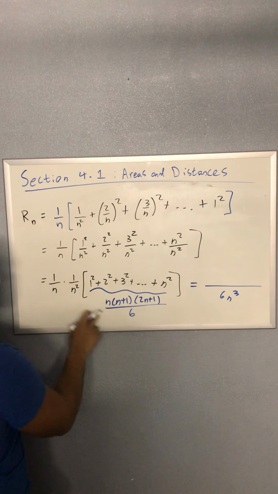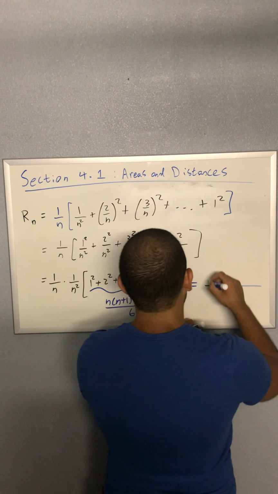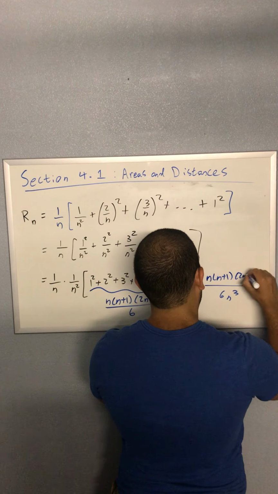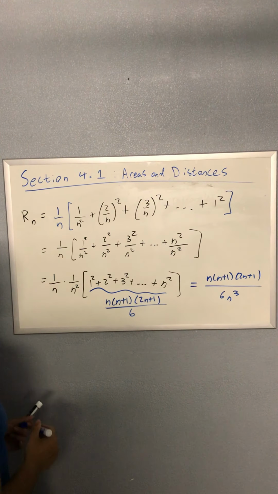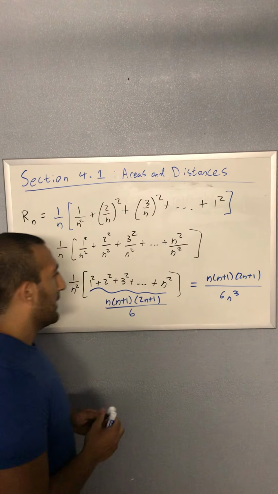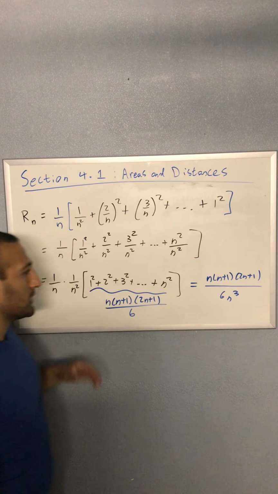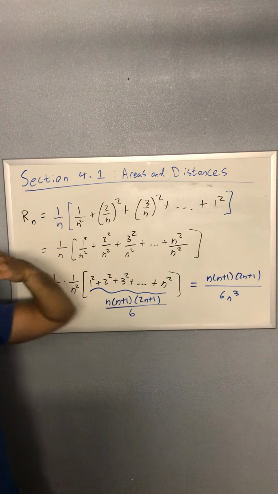Alright, so n times n squared times 6. So that's 6n cubed times what's just in the numerator up top, because in the top we have 1 times 1 times all of that. Okay, so this is for an arbitrary amount of rectangles n, using the right endpoint, what we get. Okay, pretty crazy, right?